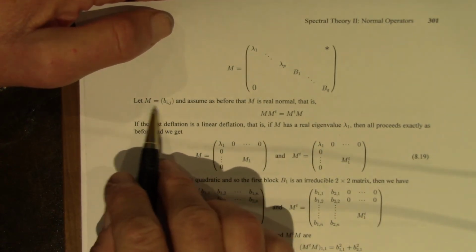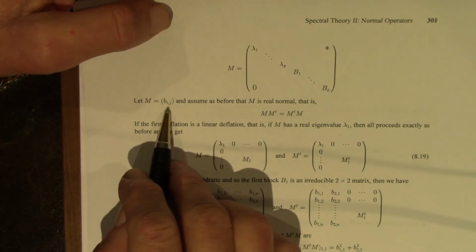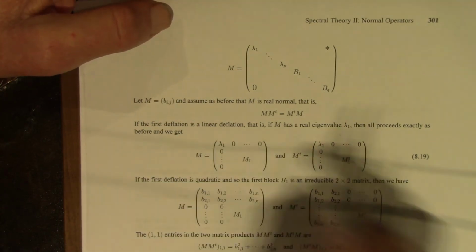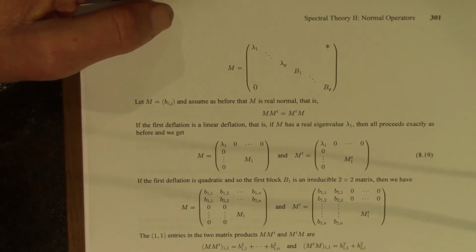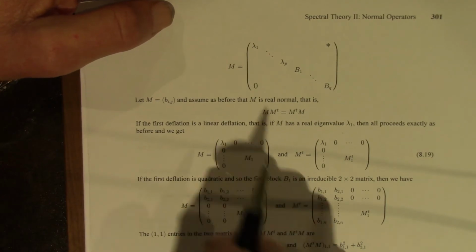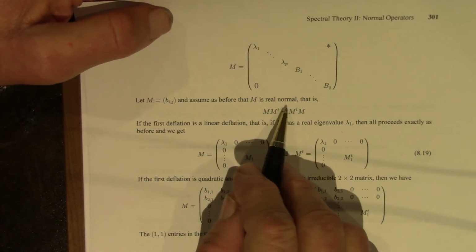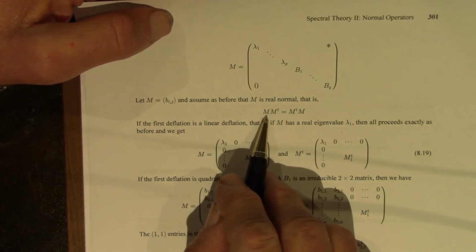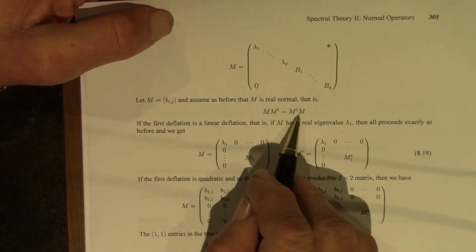And again, we'll let the entries of this matrix be written as Bij. And we have some insight now into what is likely to be the characterization, and that is normality. So let's assume that M is real normal. Since we're dealing with real matrices, the adjoint is the same as the transpose, so M commutes with its transpose.